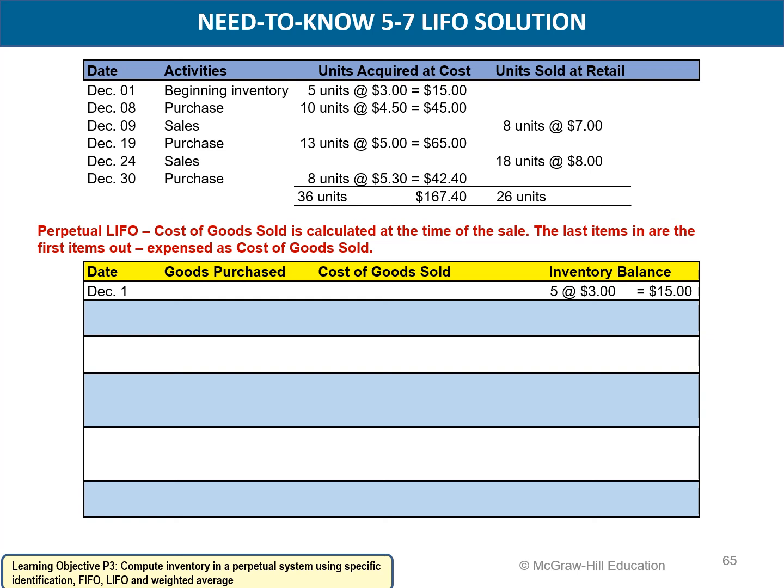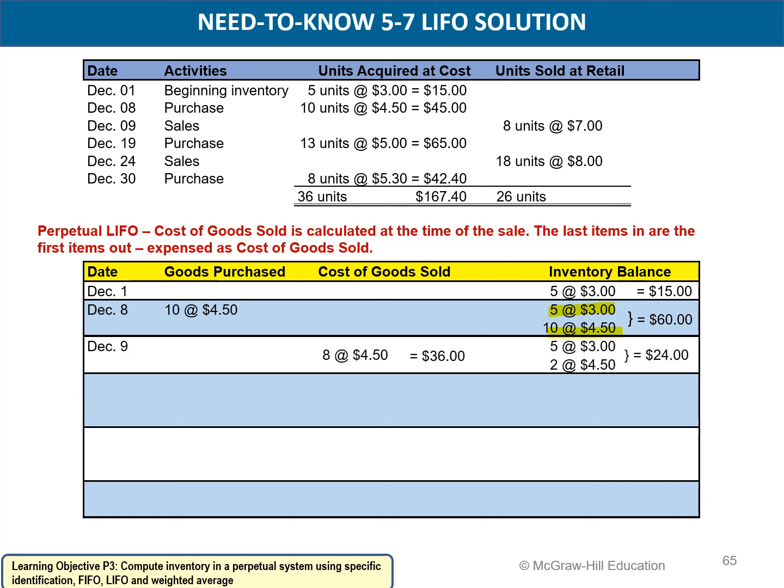Right, under the perpetual LIFO method, again, we're calculating cost of goods sold at the time of the sale. Last items in are first to be expensed. So we have our 5 at $3. We bought 10 at $4.50, so we have our 5 at 3, our 10 at $4.50.